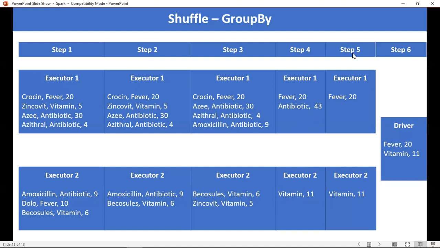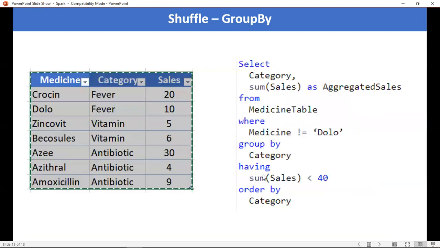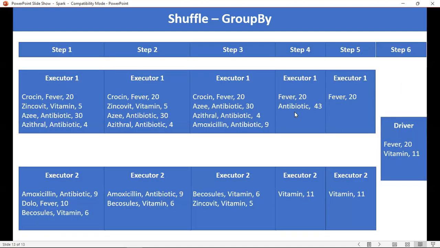On top of that, in step 5, we apply the having clause. The having clause says the sum of sales should be less than 40. So that means antibiotic 43 disappears. So in step 5, we remain with fever 20 and vitamin 11 in machine 2. And then we add them together in the last step, right? So this gives us the result. The most problematic bottleneck in this entire piece was the shuffle operation, because that required moving data from one machine to another. This also brings us to another important key topic, which is wide transformation and narrow transformation.